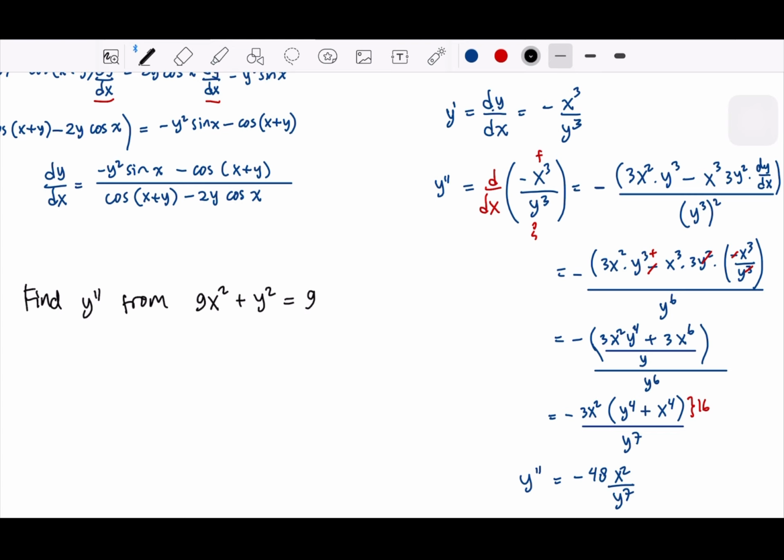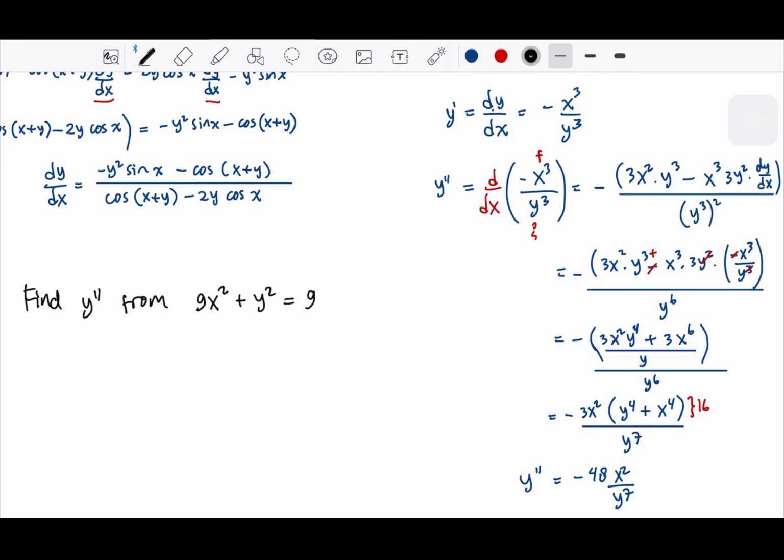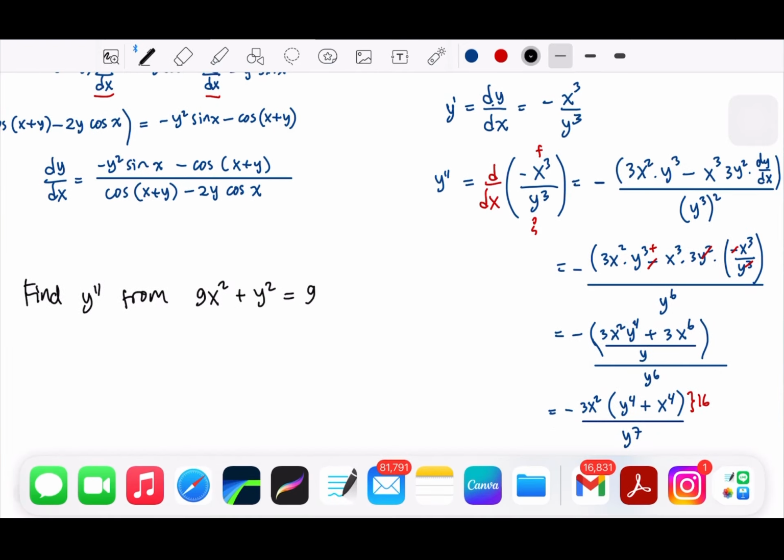You still write this equation. That's already a good way to go. Okay, and then we can start our feedbacks.